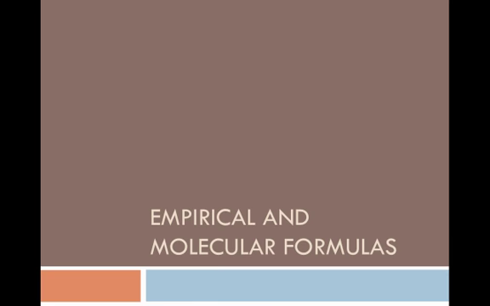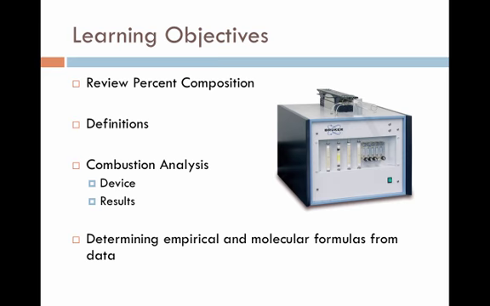Today we're going to be talking about a process known as combustion analysis, which allows us to calculate the empirical and molecular formula of an unknown chemical compound. Just a quick rundown of the objectives in this video. We're going to start by reviewing percent composition from previous videos.